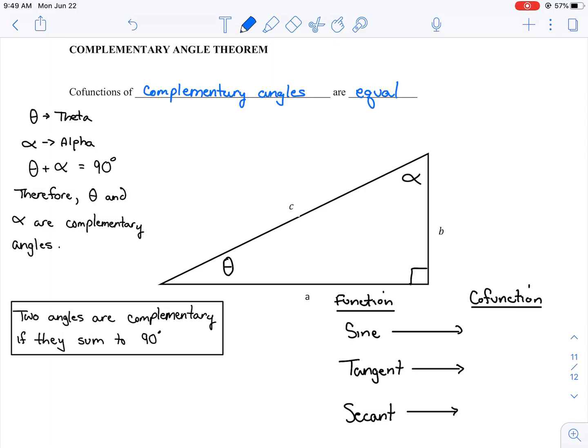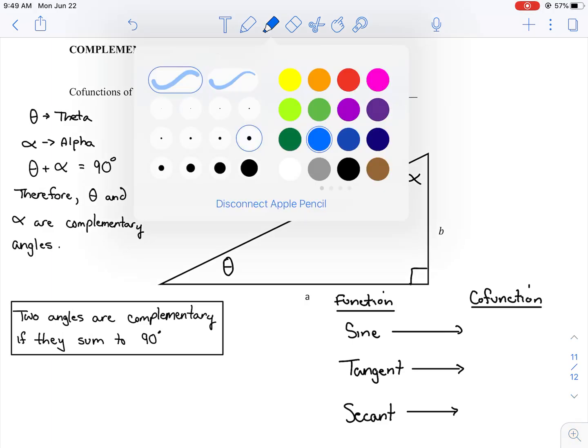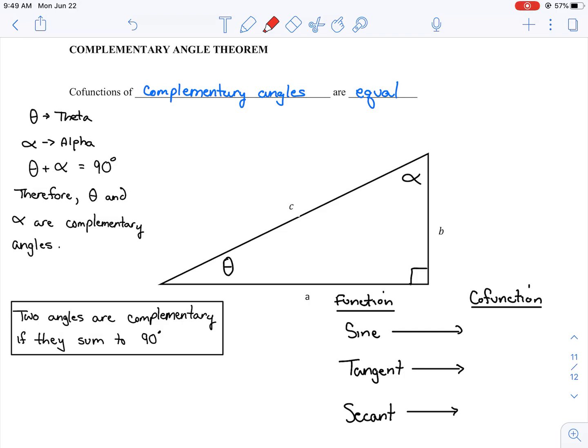And you're probably wondering what some of these terms mean. I'm going to start with complementary. So in the diagram below, there are two angles, angle theta and angle alpha. And if you add theta and alpha together, that sum has to equal 90 degrees. Therefore, theta and alpha are complementary angles. And two angles are complementary if they sum to 90 degrees.